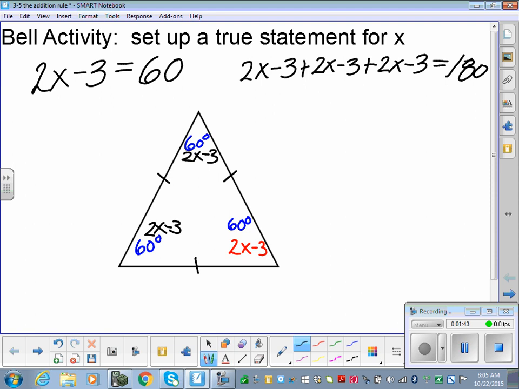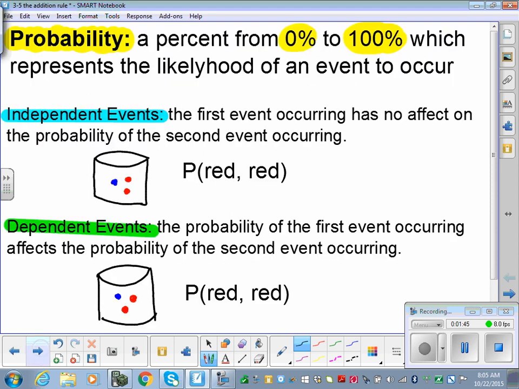Okay. Let's continue. All right, so probability is a percent from 0 to 100, which represents the likelihood of an event to occur. So guys, just one more thing. We're finishing up our probability unit. Today's lesson, tomorrow's lesson, and you'll know a lot of probability. So we're doing good. So next week we'll review and test. Anyways, probability, a percent from 0 to 100, which represents the likelihood of an event to occur.